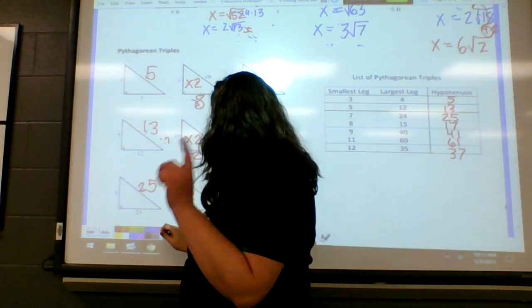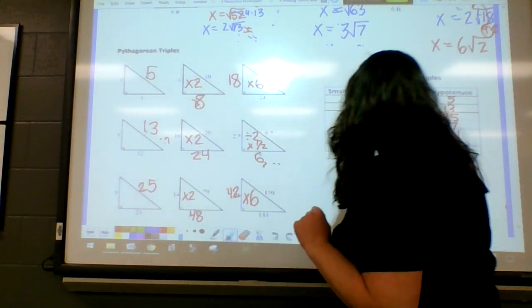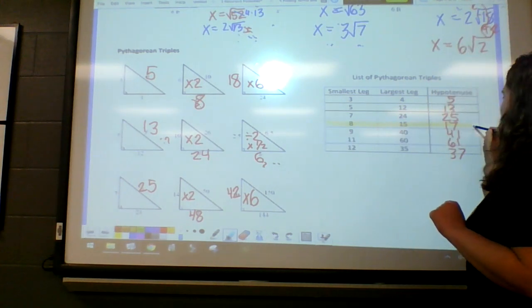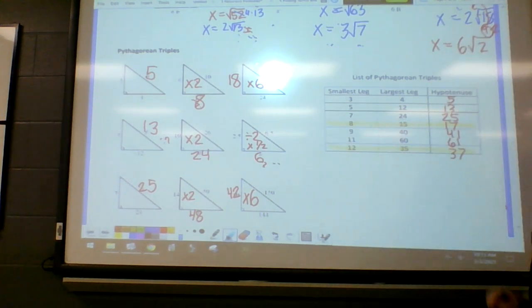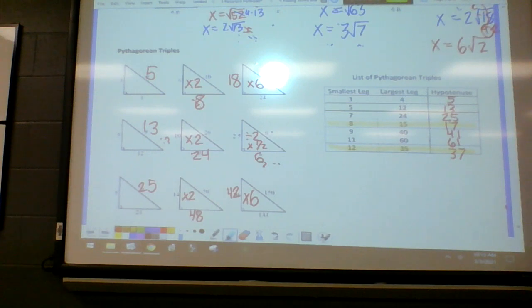I know, it is weird, but here, we're going to investigate why that's true. So this one was different, and this one was different. So I'm going to highlight them. So when your smallest leg was 8 and 12, we went up by 2 instead of up by 1. All the other ones, the smallest legs, 3, 5, 7, 9, 11, all went up by 1. So do you see any patterns that could possibly help with that between those numbers?